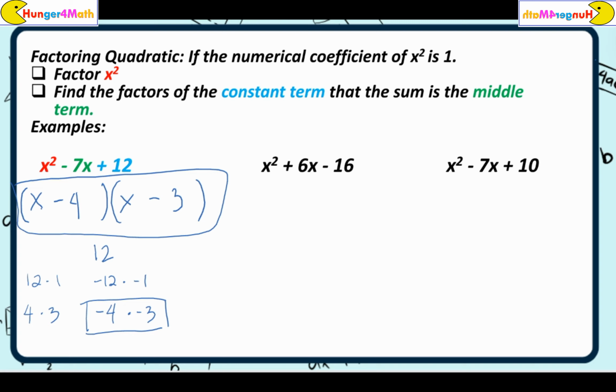Next, we have x squared plus 6x minus 16. So again, let's put two parentheses.